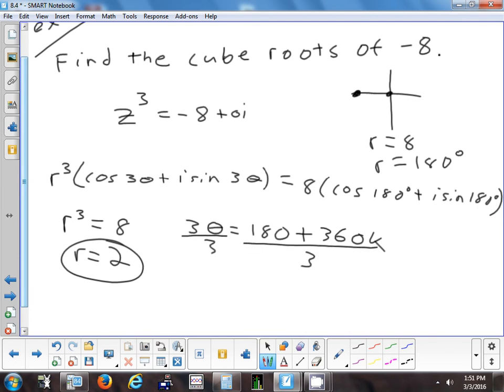Divide everything by 3. What's 180 divided by 3? 60. What's 360 divided by 3? 120. Okay, and k will equal 0, 1, 2. So actually, I can tell you what your angles would be. They would be 0, they would be 180, and they would be 300. 0, 180, 300. All with a radius of 2.